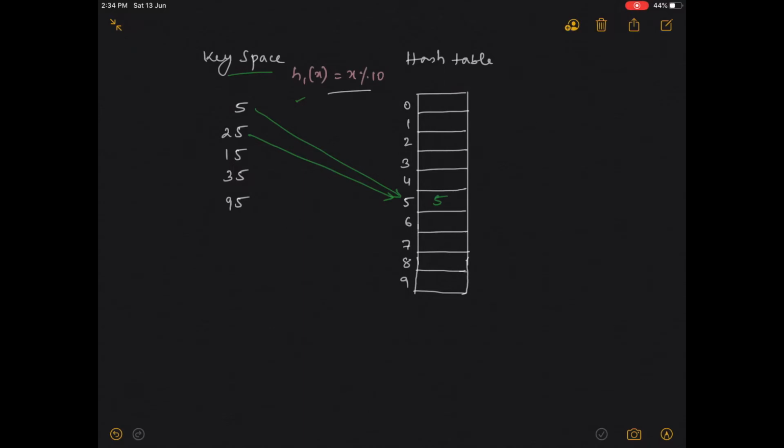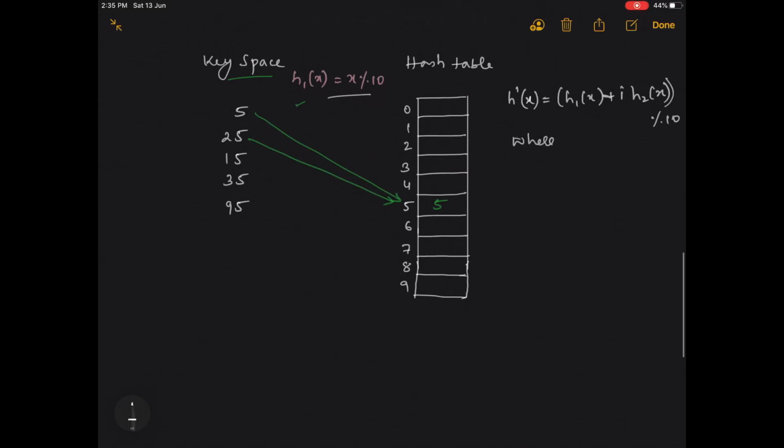So because of that we had a formula: h'(x) = (h1(x) + i × h2(x)) mod 10, where i is equal to 0, 1, 2. So this is the formula we have.